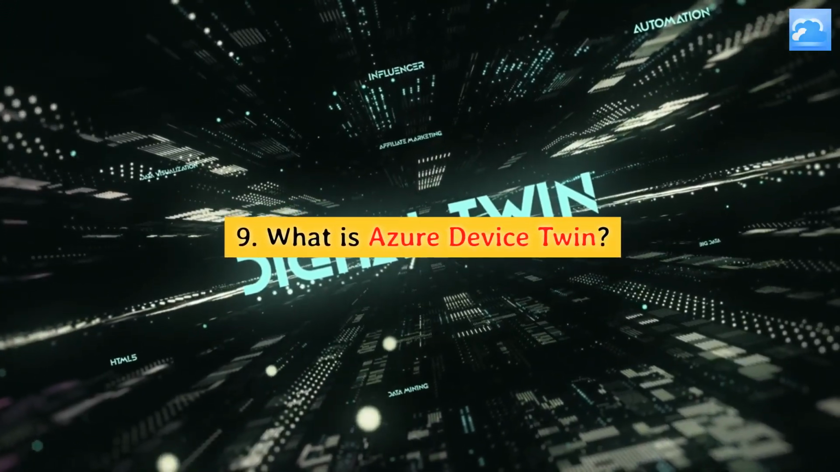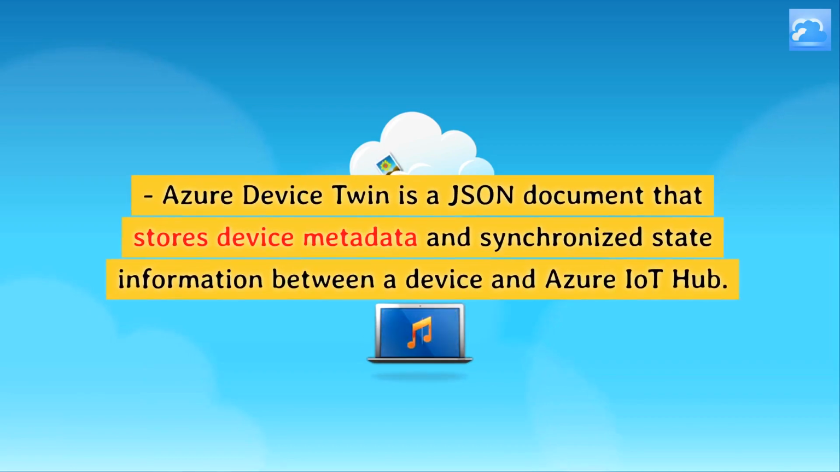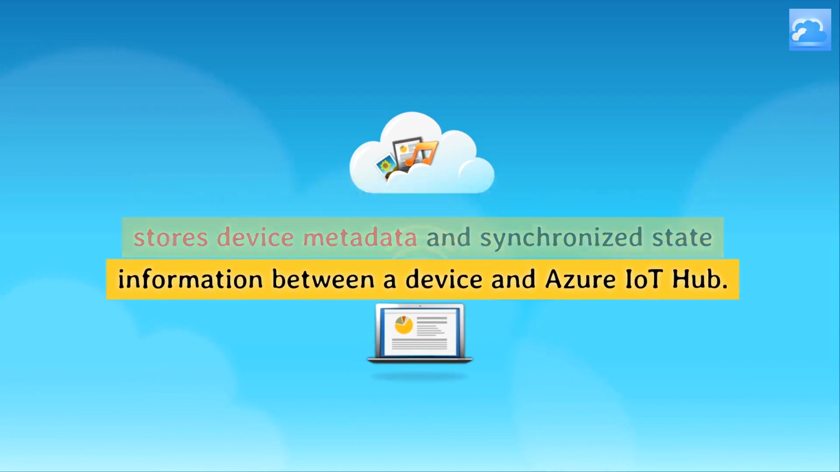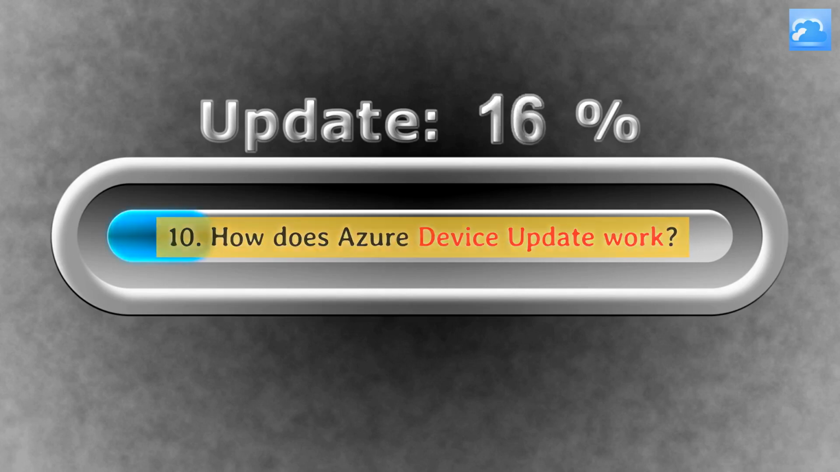9. What is Azure Device Twin? Azure Device Twin is a JSON document that stores device metadata and synchronized state information between a device and Azure IoT Hub.